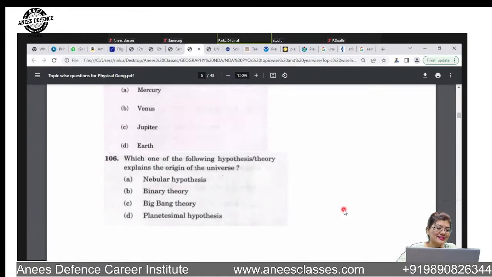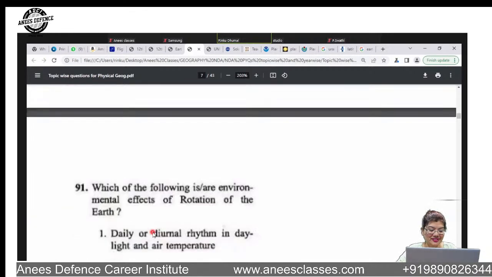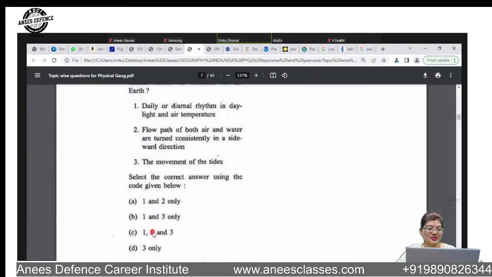We had discussed this yesterday. Which one of the following hypotheses explains the origin of the universe? It is going to be the Big Bang. The rest of the theories, nebular, binary or planetesimal hypothesis, are about the origin of Earth. Absolutely correct. Okay, very good. This is the question that I was looking for.